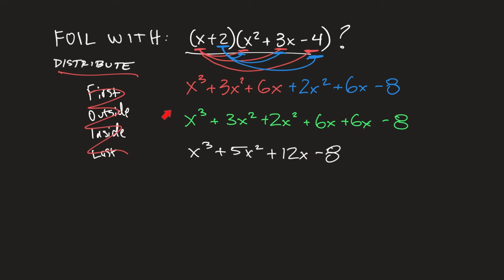So this is what we're doing when we just distribute. I'll write out the terms after I do the multiplication. I'll rearrange them so I can easily see which terms I'm going to combine using addition or subtraction. And then I have my simplified answer.